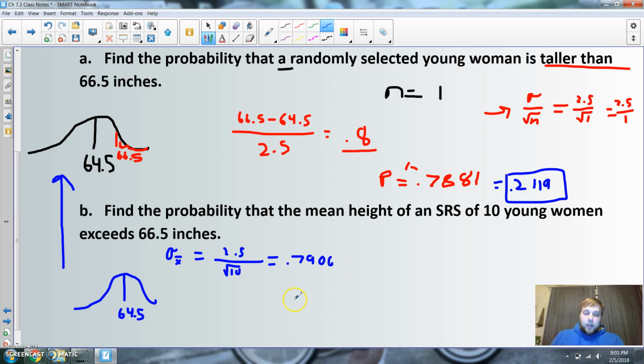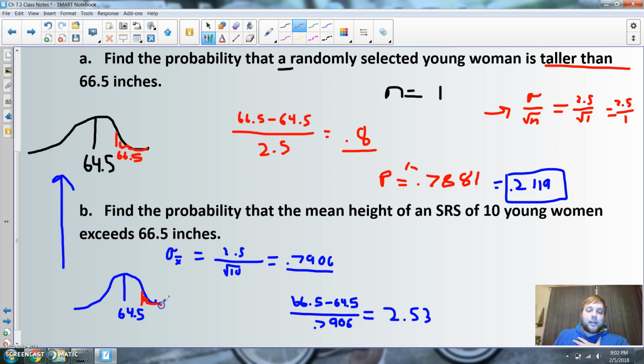So I'm still going to do the same thing. What I got, 66.5, minus what I should have got, 64.5, divided by the standard deviation. Now remember, I'm using this standard deviation now because I'm doing a smaller curve because I had 10 women. So it's 0.7906. Okay, let's see what this will be. I'll be right back. Oh, I should have not started at that point.